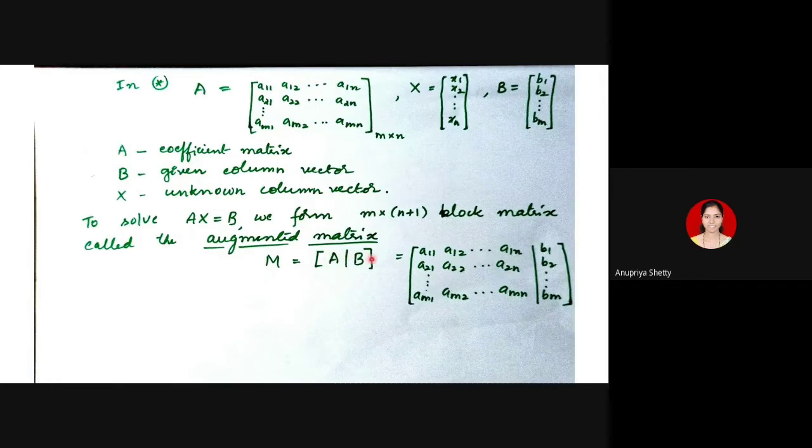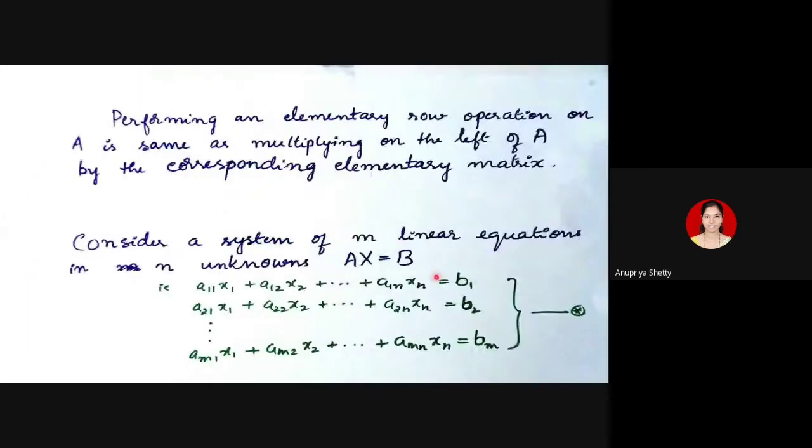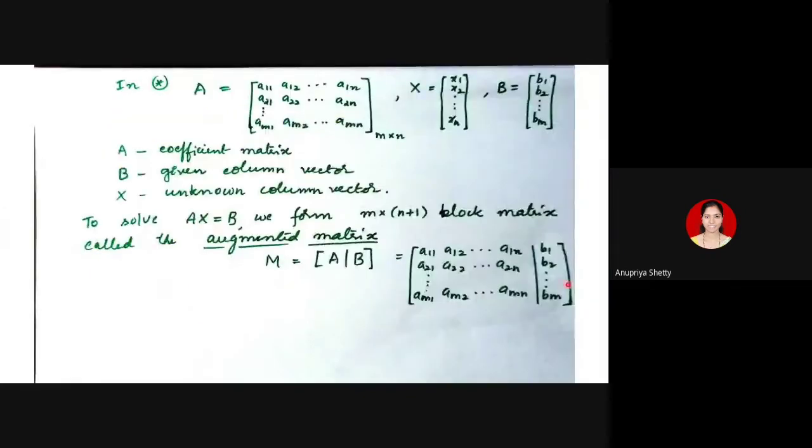That is, you're constructing a block matrix with two blocks, where the first block is the matrix A itself, and the second block is this column. What is that column? The column consisting of B1, B2, etc., Bm, the right-hand sides of the m equations. So include that one extra column.